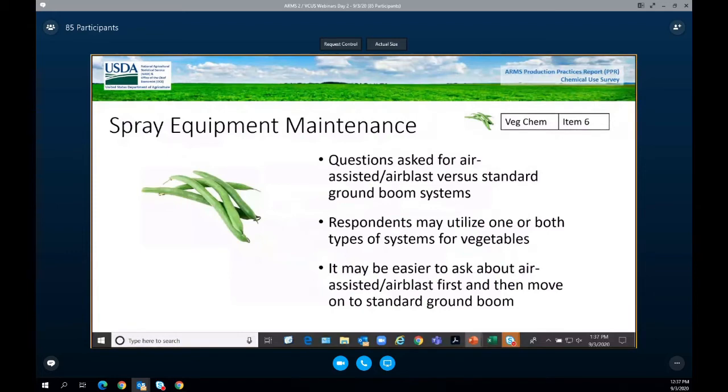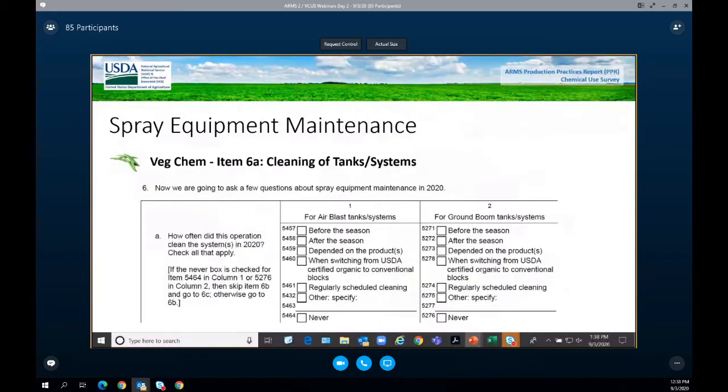Sure. So as we discussed previously, there can be a big difference in equipment maintenance practices for an air-assisted system versus a standard ground boom. And both could be used depending on the type of crop they're growing and what sort of active ingredient they're applying. And so similar to what we discussed before, we think it's probably easiest to go through these column by column rather than row by row. All the air blast, air-assisted questions, and then all the ground boom questions.